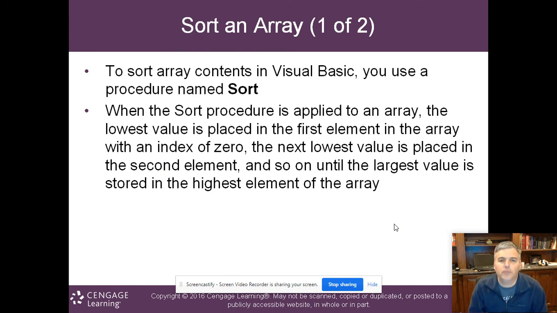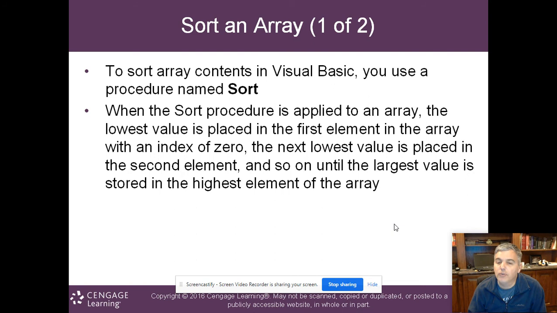A couple of functions that we have with an array that are pretty useful is you can sort arrays. So the data that you put into an array could be in some crazy order, and you might want to put it in alphabetical order or numeric order from highest to lowest, and we have a sort procedure as part of the array that allows us to sort those variables. So to sort array content in Visual Basic, you use a procedure named Sort. When the Sort procedure is applied to an array, the lowest value is placed in the first element in the array with an index of 0. The next lowest value is placed in the second element, and so on until the largest value is stored in the highest element. So it does just what it says, and it sorts those values inside the array.